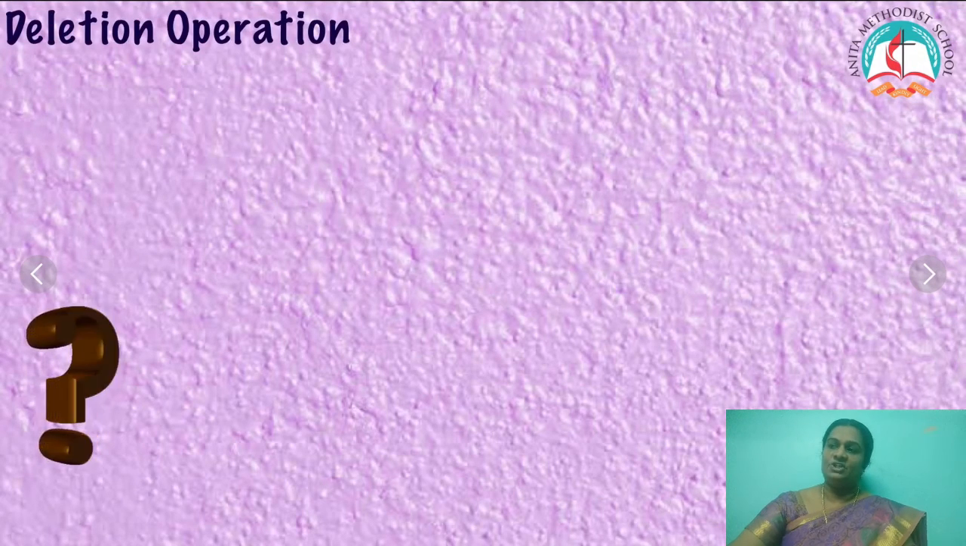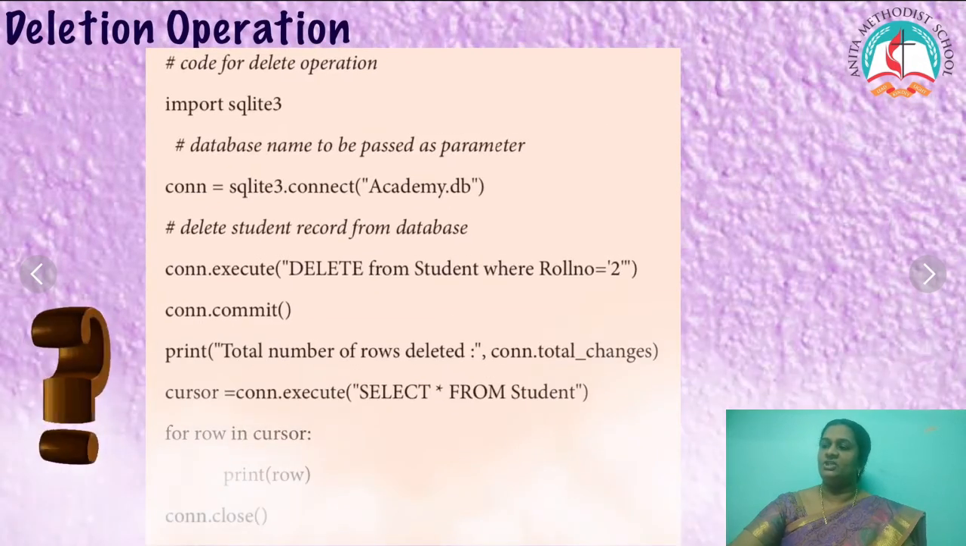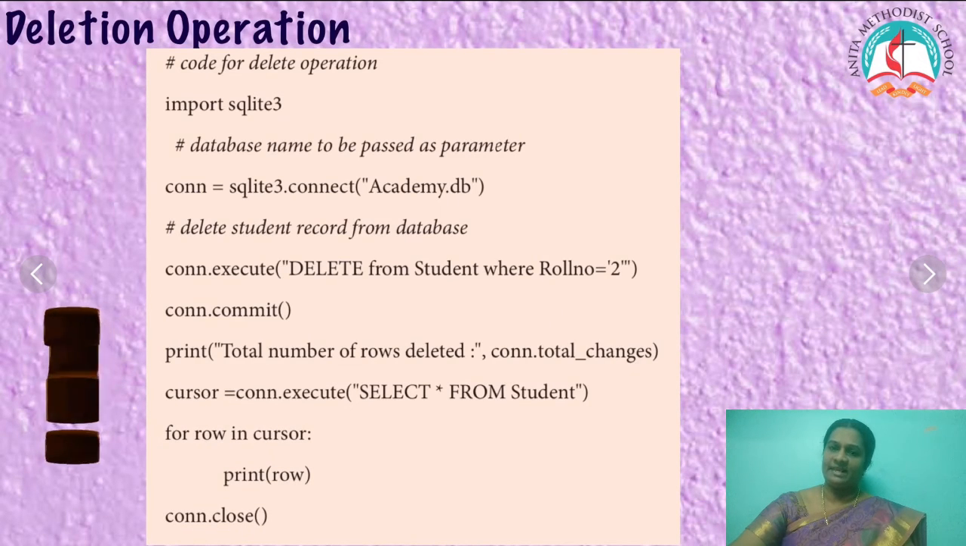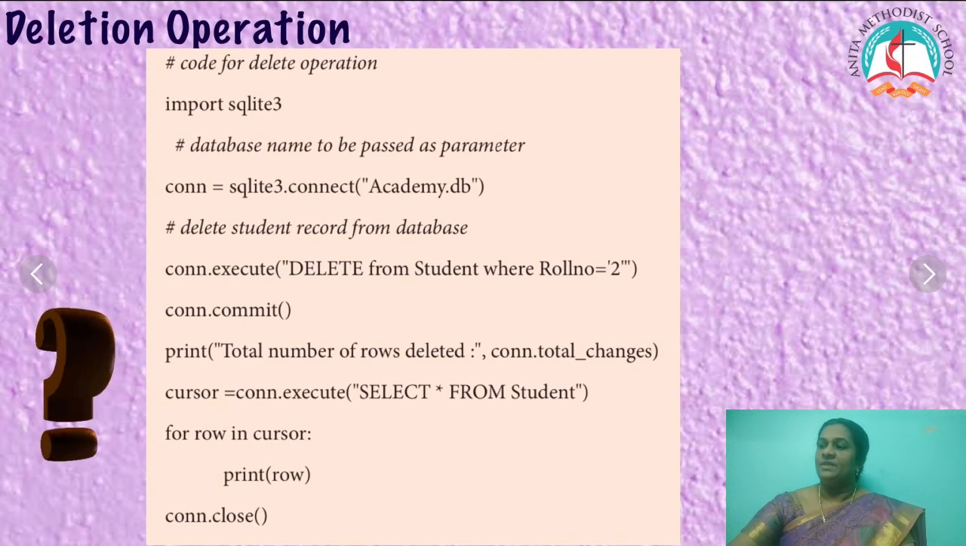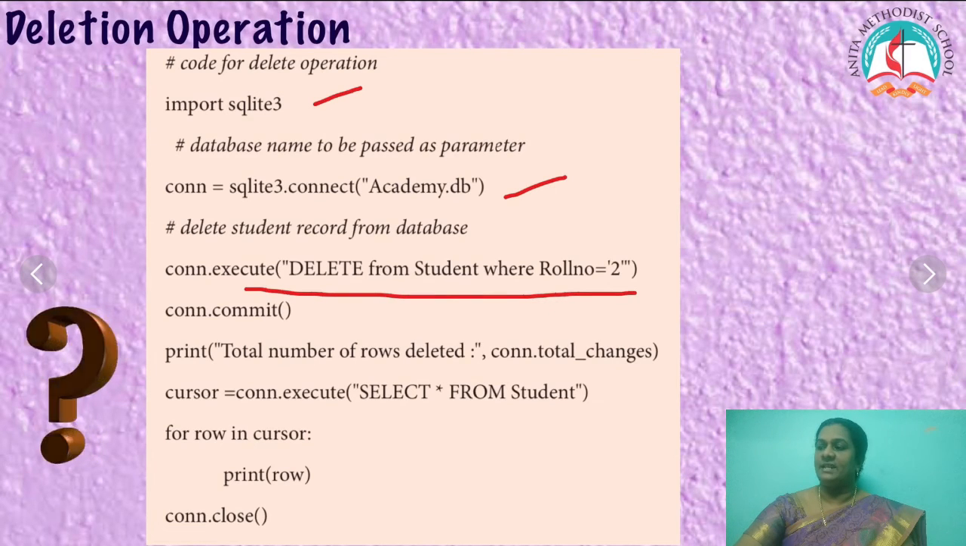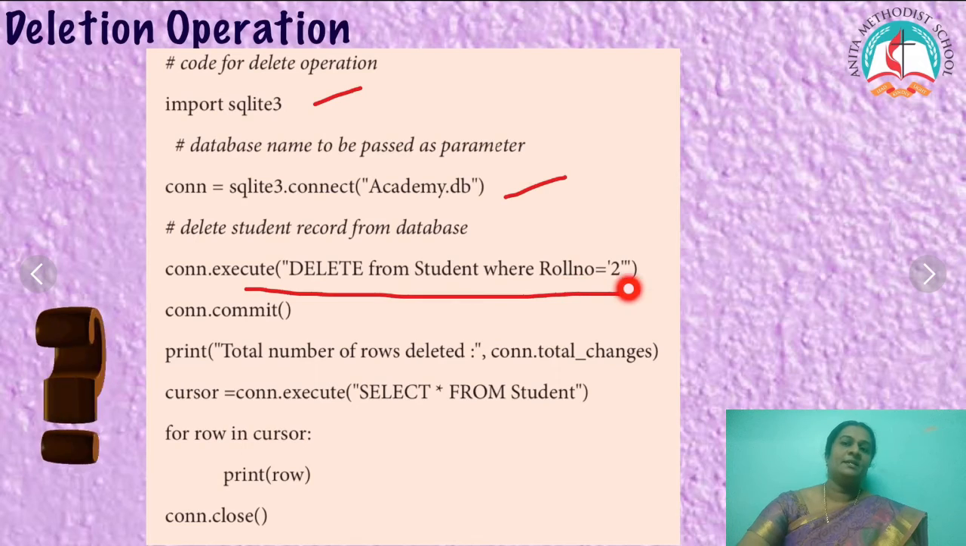Okay. And next to updating, what's the next thing? Yes, deletion of records. That is the delete operation. Now let's see a quick example for it. See here, the import remains the same, and the connection remains the same. Delete. So if you specify a particular roll number, what happens? That roll number's student data alone will be deleted.